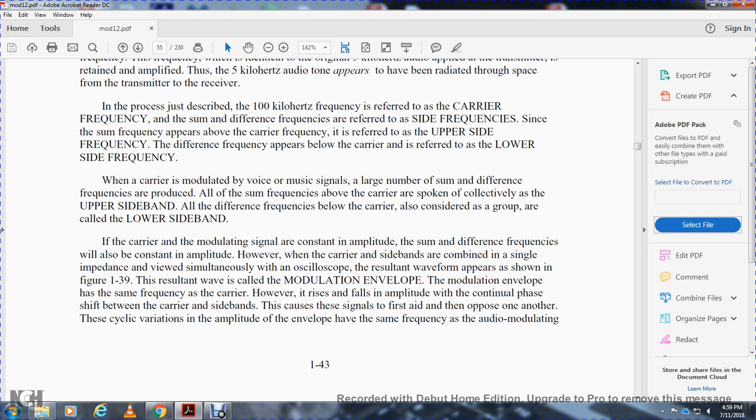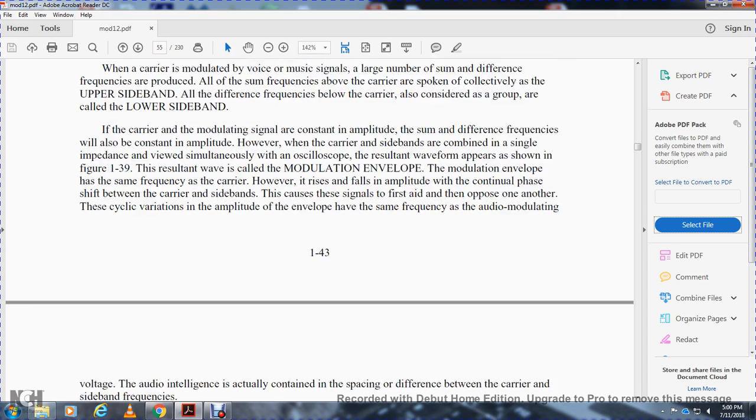The resultant wave is called the modulation envelope. The modulation envelope has the same frequency as the carrier. However, there is a rise and fall of the amplitude with the constantly changing phase shift between the carrier and sidebands. This causes these signals to first aid and then oppose one another. The cycle variation of amplitude of the envelope has the same frequency as the audio modulating signal.